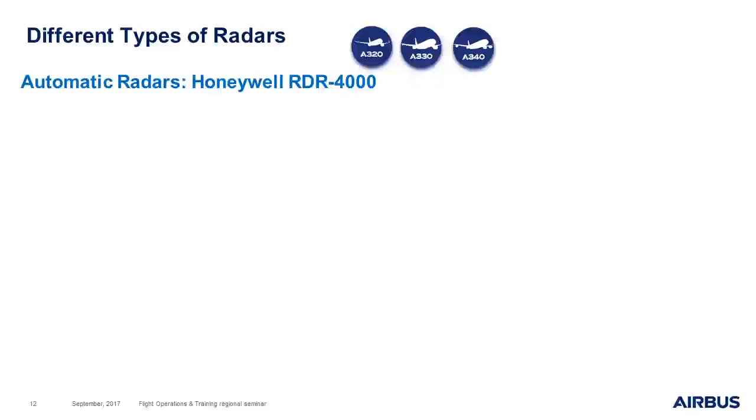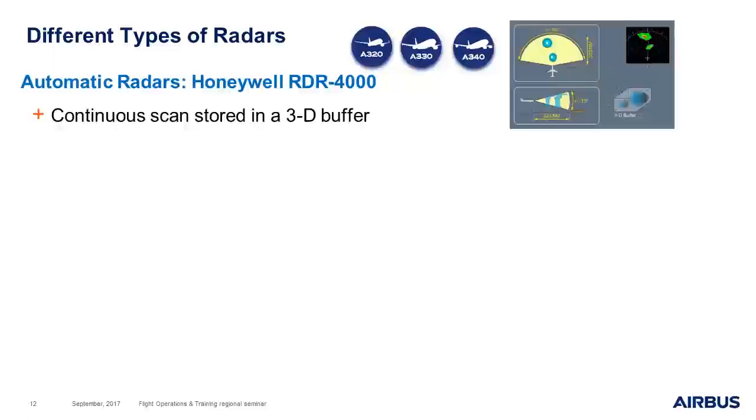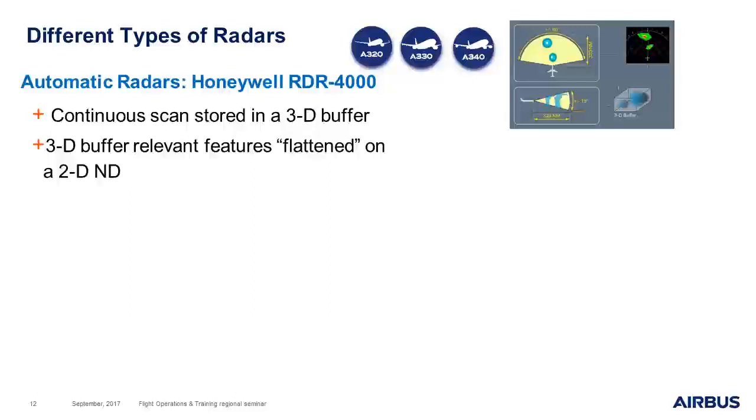Let's move now to the second type of automatic radar, the Honeywell RDR 4000. This radar has a very different philosophy in comparison to other types of radars. It performs a continuous scan of the space in front of the aircraft, and then totally rebuilds a model of the weather in 3D. This model is stored in a buffer. Then the radar flattens the 3D buffer relevant features on the 2D ND.